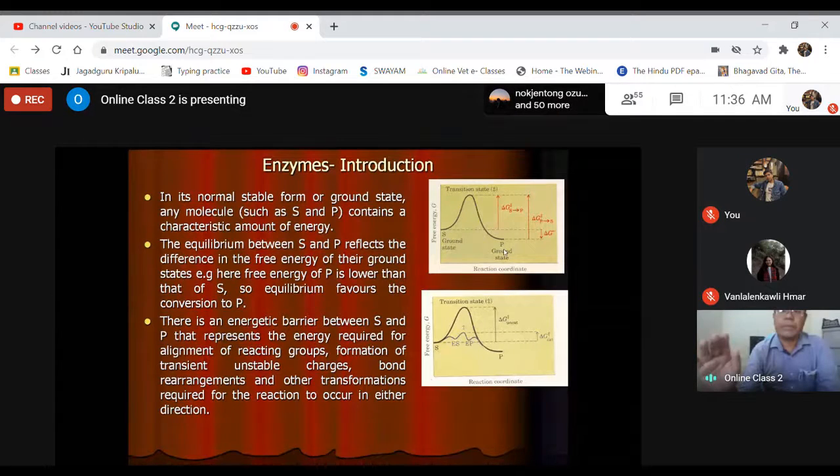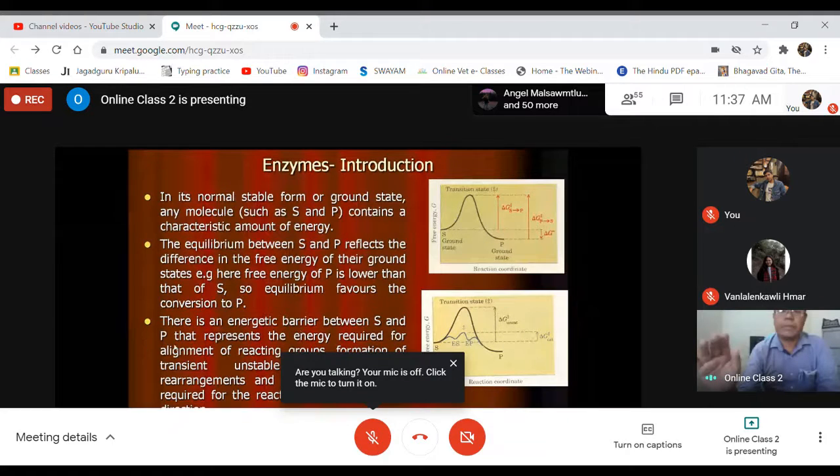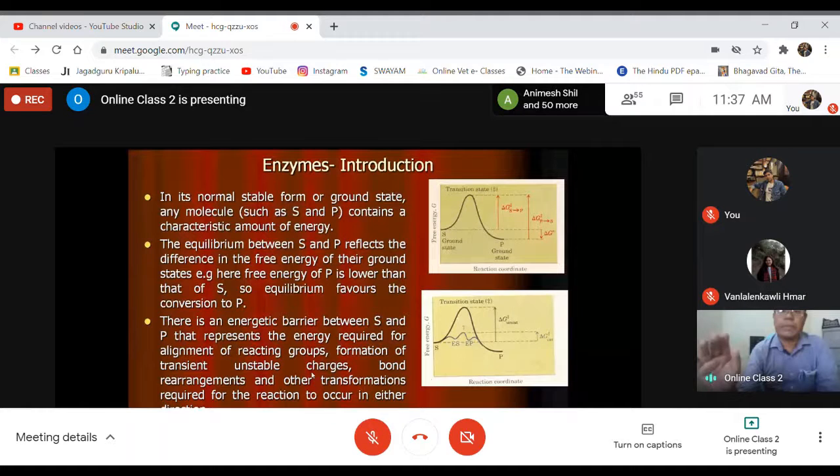It is just to increase the rate of the reaction. Now here, the equilibrium between S and P reflects the differences in the free energy of their ground states. For example, here the free energy of P, that is the product, is lower than that of the S. So equilibrium favors the conversion to the P, that is formation of the P. There is an energetic barrier between S and P that represents the energy required for alignment of the reacting groups, formation of transient unstable charges, bond rearrangements, and other transformations for the reaction to occur in the direction.